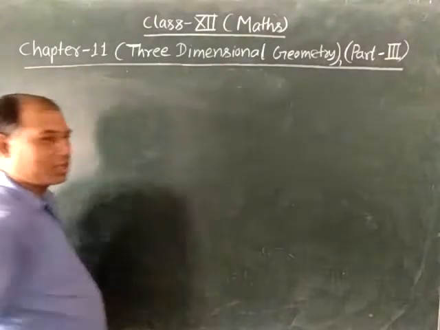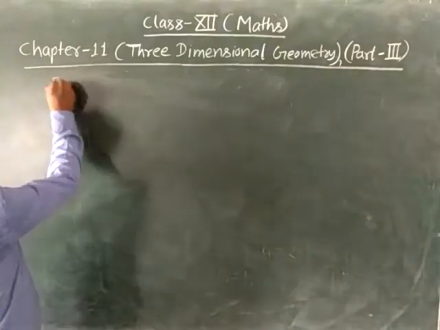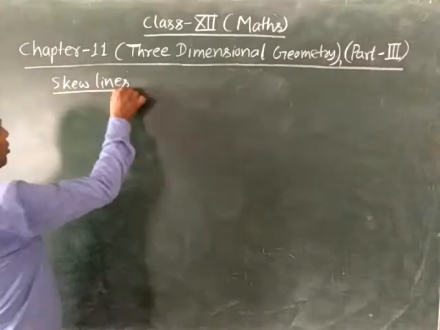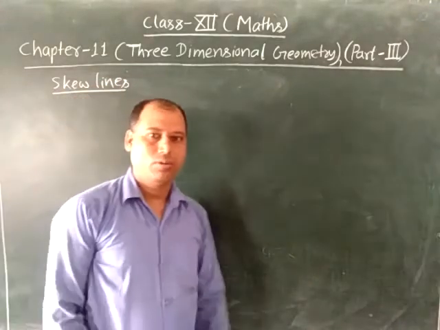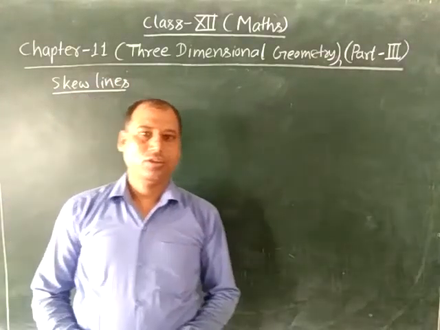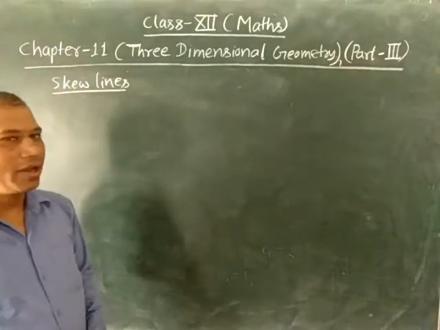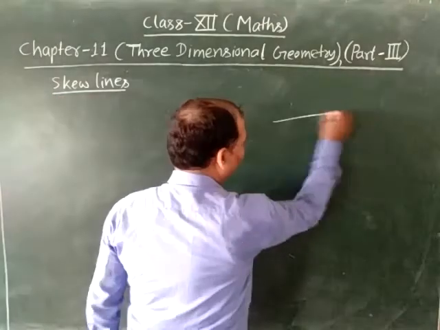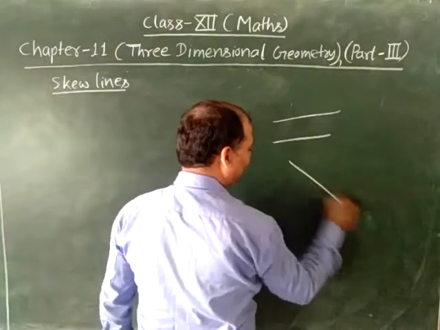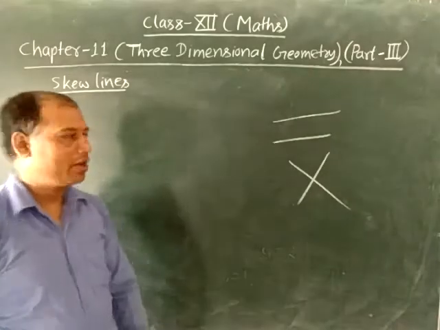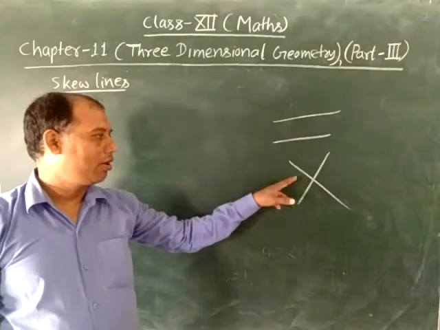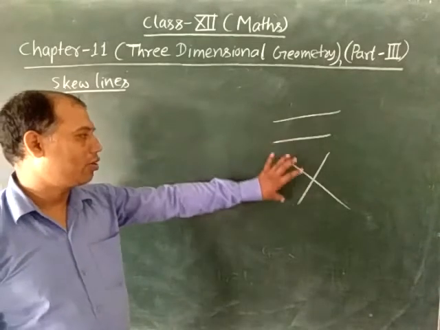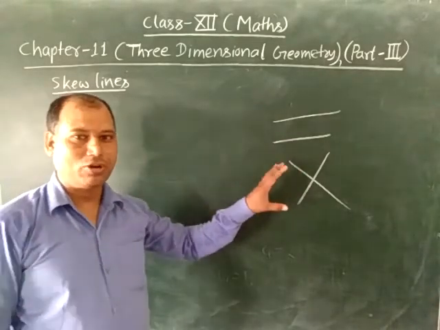Now we are going to discuss the skew lines. So first of all, must know what is the skew lines. In a plane you have already studied that either the lines are parallel or the lines are intersecting. In a plane, the two lines are either parallel or intersecting. But in space, if two lines are neither parallel nor intersecting, then such lines are called skew lines.